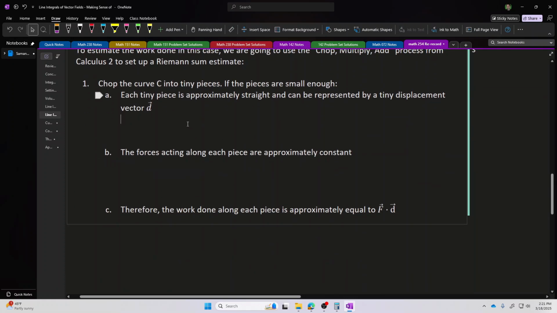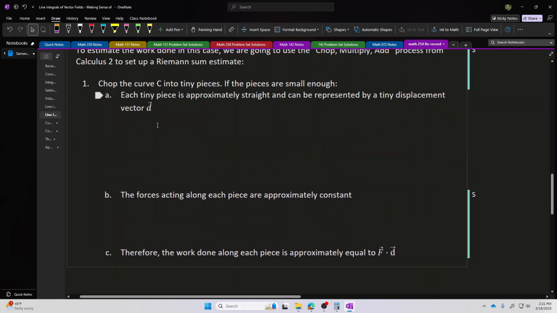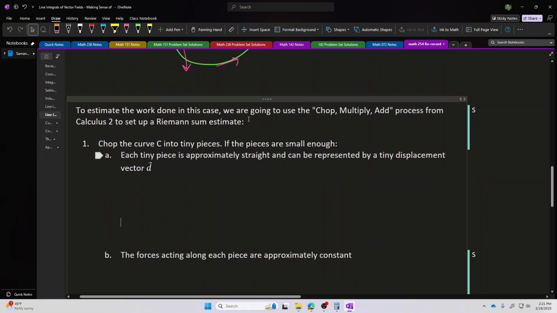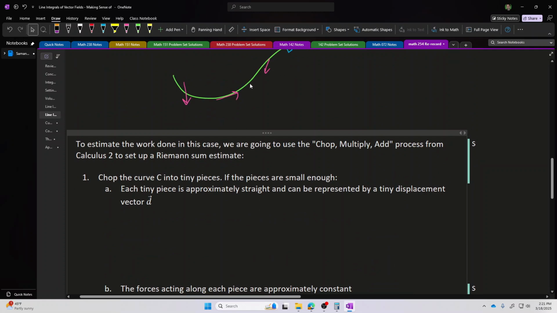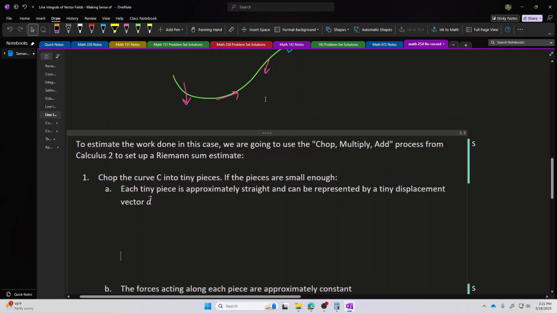Okay, so the curve C, representing the object's curved movement, we're going to start by chopping that into very, very small pieces. And if the curve C is chopped into pieces that are small enough, then we can approximate the curve C pretty well using a very small tangent vector.